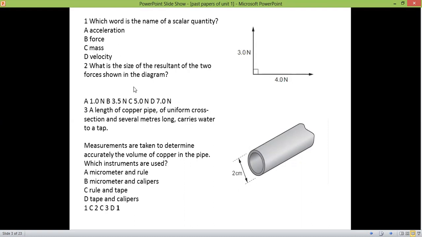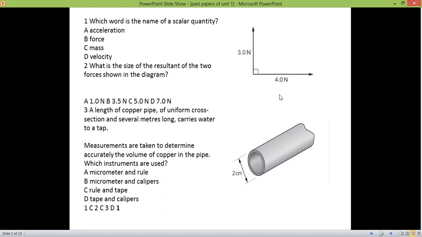Second question, what is the size of the resultant of two forces as shown in the diagram? Over here we can complete the triangle, and this third side will be the hypotenuse. We have to find the value of the resultant which is equivalent to the hypotenuse. So we can use our Pythagoras theorem because it is a 90-degree angle triangle. According to the Pythagoras theorem, square of hypotenuse is equivalent to sum of the square of perpendicular and the base.